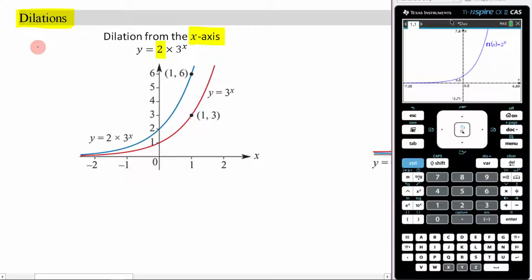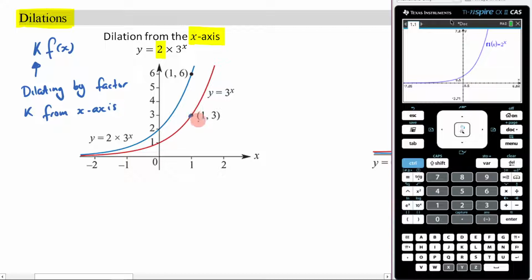We know that if we take k, so that's our dilation factor, and times it by the entire function, what this is doing is we are dilating by factor k from the x-axis. That's what we're doing. So that means I'm taking every point.